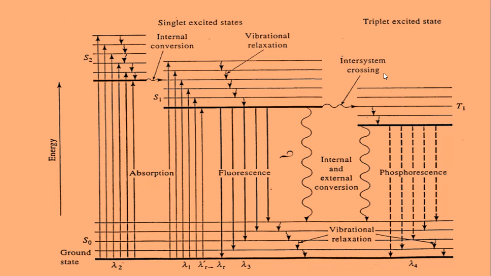So what is the Jablonski diagram, how can it be drawn and how can it be understood? This is the basic diagram of the Jablonski diagram. You can pause the video and draw this Jablonski diagram, and you should understand each and every part of this diagram. Then you can have an idea about photochemistry.